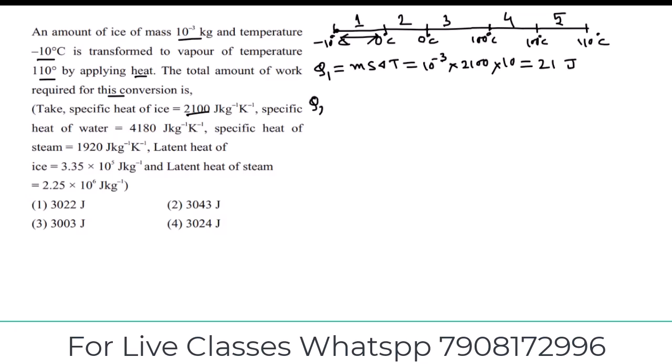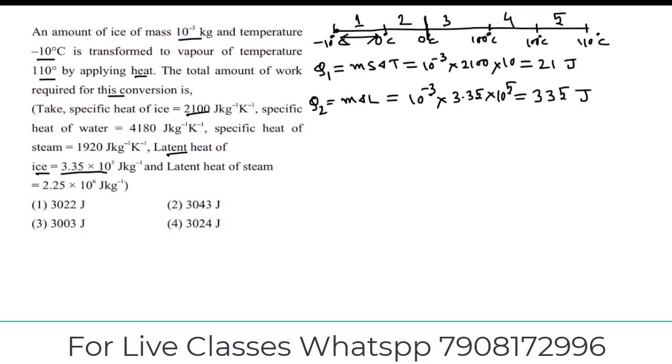Now calculate the heat Q2, that is when the ice at 0 degree centigrade becomes water at 0 degree centigrade. So the state of the object changes, and here we have to take into account the latent heat of ice, that is m into delta L. So required heat is m into delta L. M is 10^-3 and latent heat of ice is given as 3.35 into 10^5. So 10^-3 into 10^5, that is 10^2. So 335 joule.